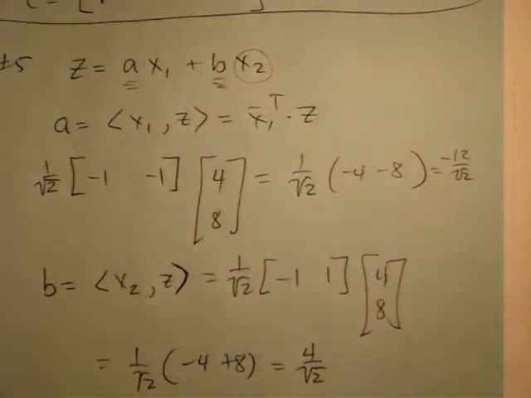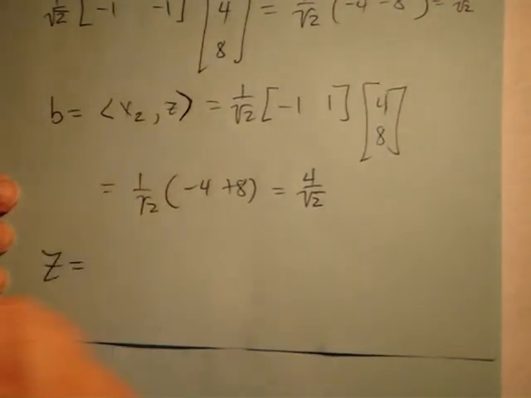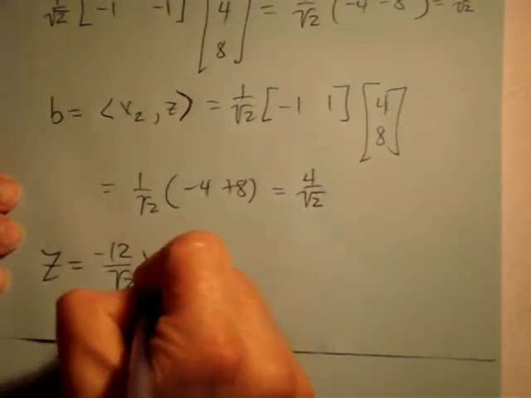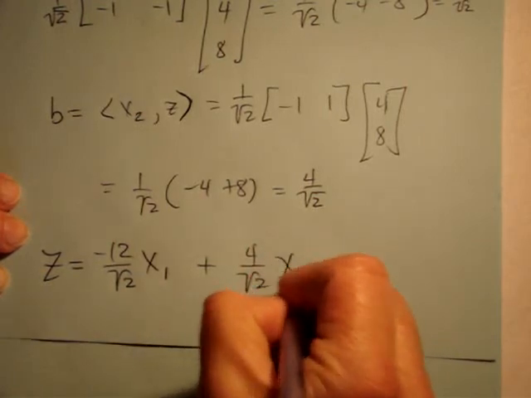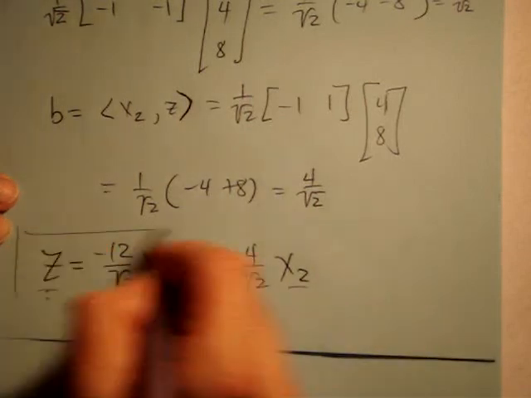And so it says express a vector in terms of the set, so I would say the answer would be that z is equal to negative 12 over square root of 2 times x1 plus 4 over square root of 2 times x2. So I've expressed z in terms of my set x1 and x2.